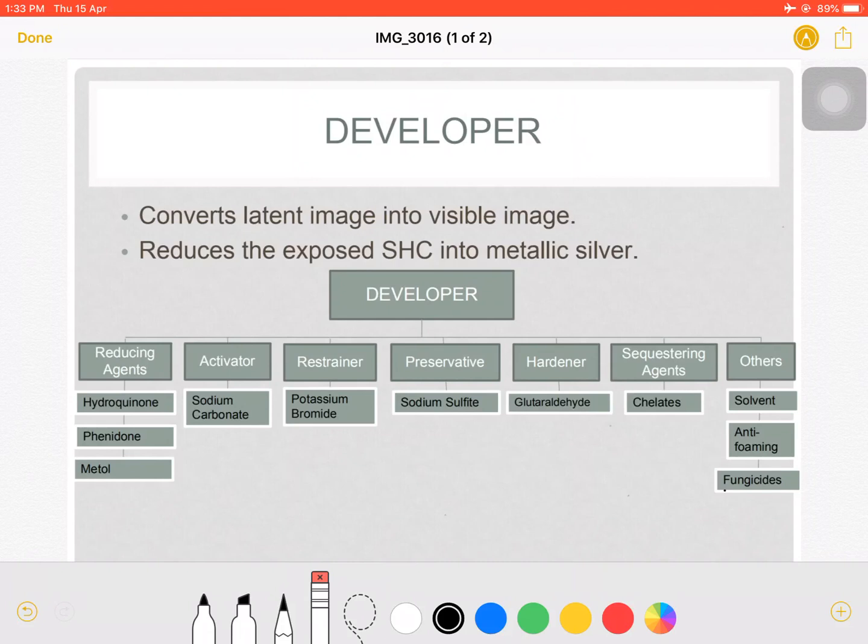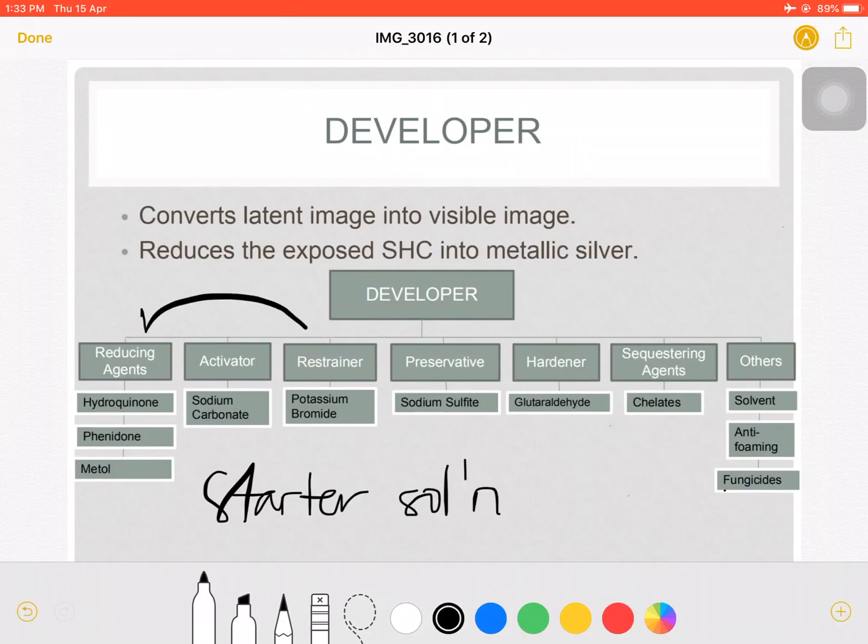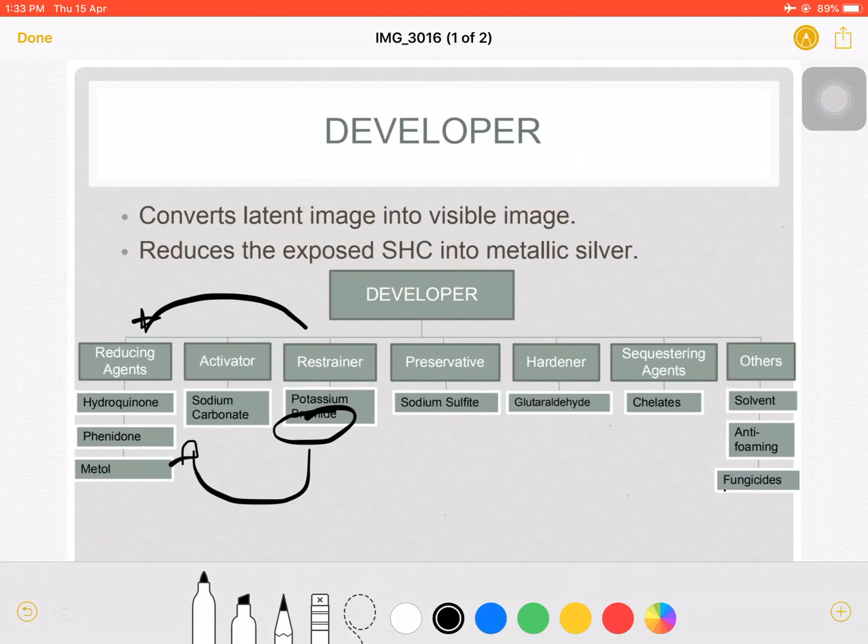Again, restrainer is our starter solution. Siya yung una nagagalaw bago si reducing agent. Pipigilan niya, iko-control niya yung activity ng ating reducing agent para mapigilan niya na ma-reduce yung mga unexposed silver halide crystals. So, our bromide is not or cannot restrain our phenidone. Again, our bromide cannot restrain our phenidone. Why? Or how? Paano mag-a-act ang ating restrainer kung hindi makokontrol si phenidone?